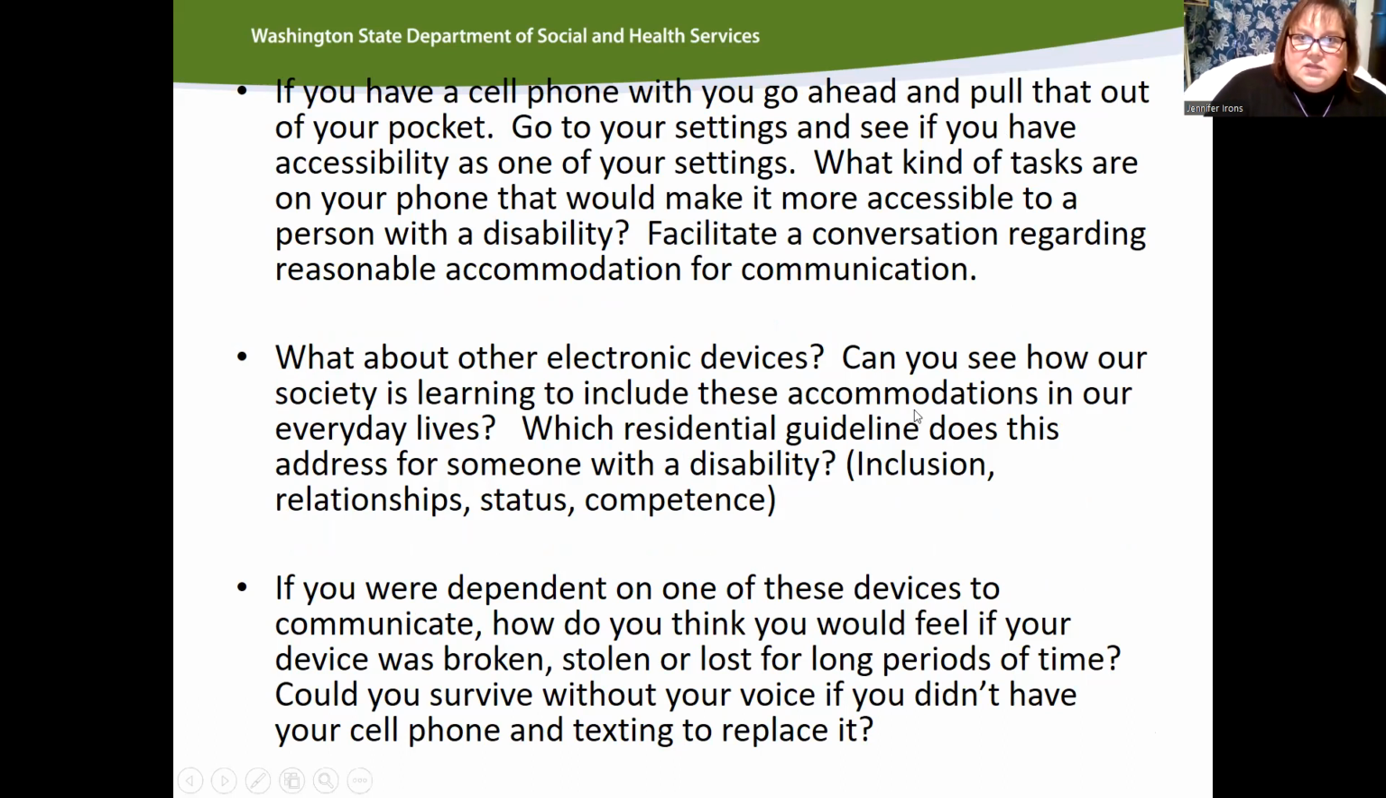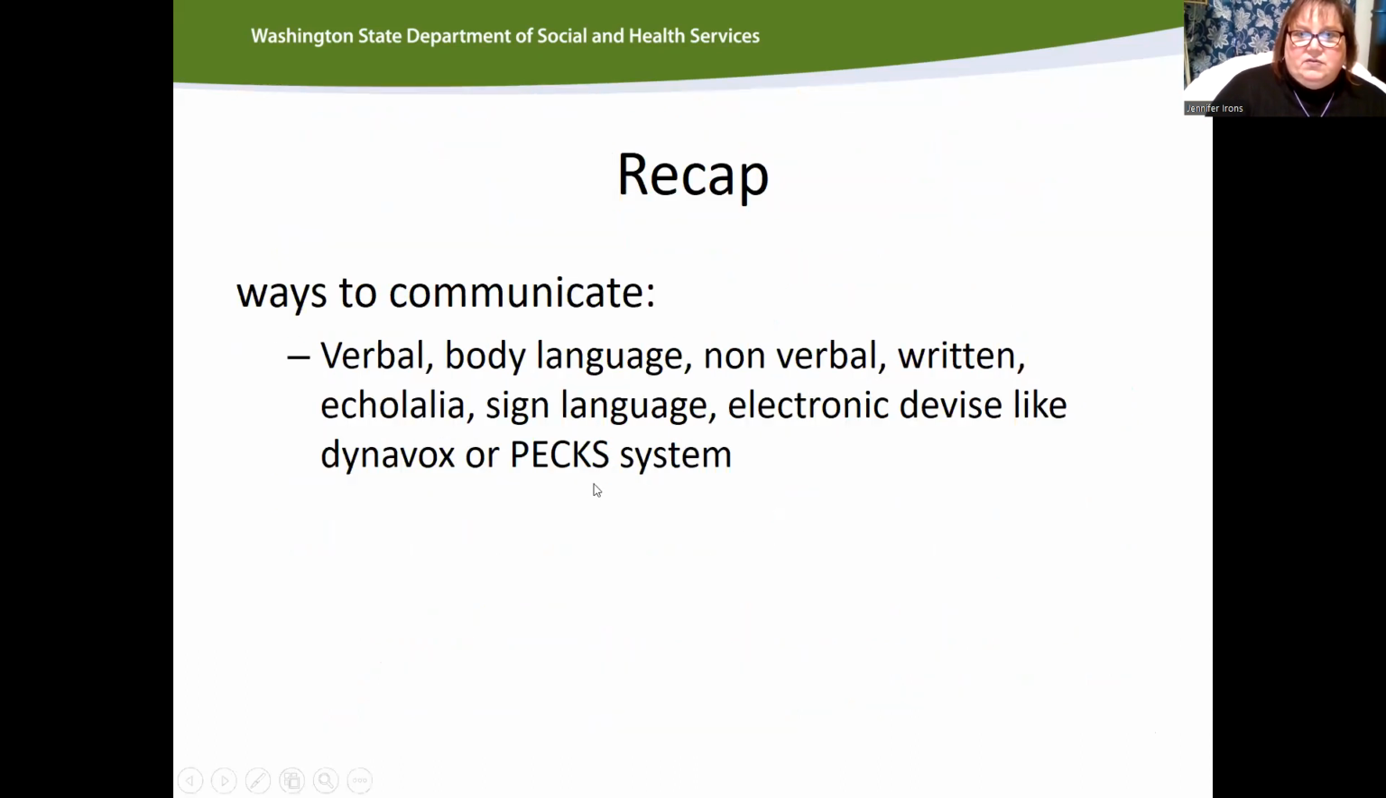So I'm going to kind of skip over this section, but clients can also use cell phones. People have cell phones. Anybody can use a cell phone. So ways to communicate: verbal, body language, nonverbal, written, echolalia, sign language, electronic devices like a Dynavox or the PEC system.